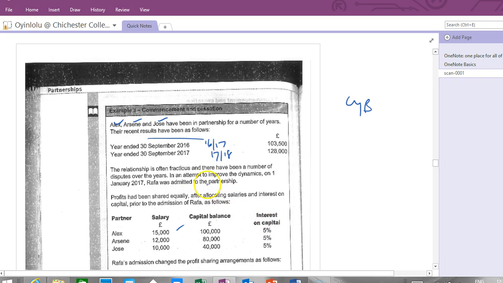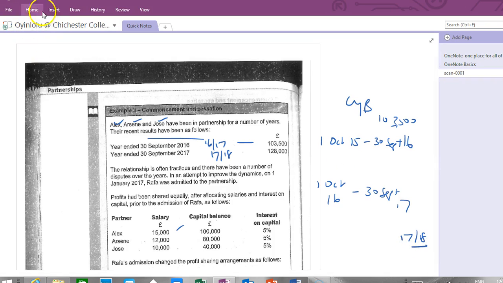But now here's the thing. Just to show you here, this very first one is from the 1st of October 15 to the 30th of September 16, right? And of course, that's the 103,500. Then here we have the 1st of October 16 to the 30th of September 17. And of course, this is for the financial year 17-18, right?